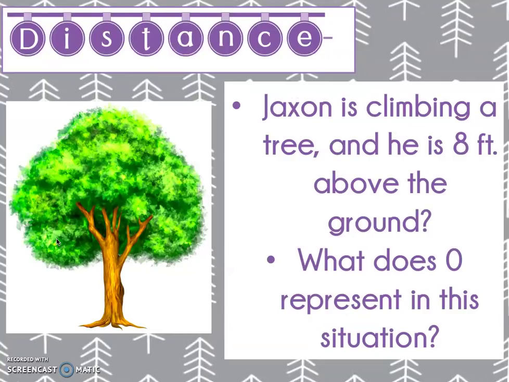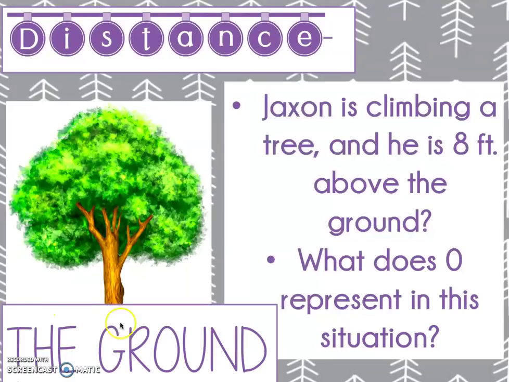So 0 is just the surface of the water. Okay? Jackson is climbing a tree, and it is 8 feet above the ground. What does 0 represent in this situation? If we were to put a vertical number line right next to this tree, anything above the ground is going to be positive. Anything below the ground would be negative. Therefore, 0 in this situation would be at the level of the ground.